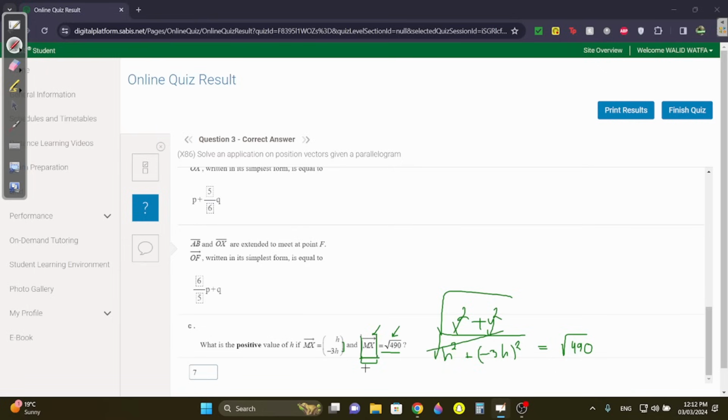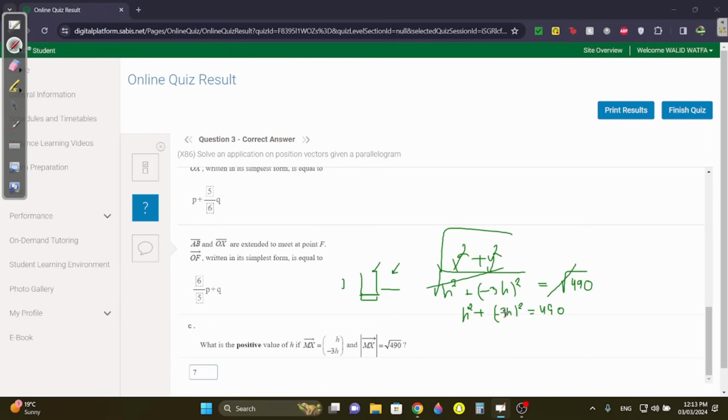Can you cancel the radical? Yes, you can. You'll be left with h squared plus minus 3h squared equals 490. Minus 3 squared is 9, so 9h squared, and you have h squared over here, equals 490. It becomes 10h squared equals 490, h squared equals 49, and h equals 7, because they're asking for the positive value. If they ask for the negative value, it will be negative 7.